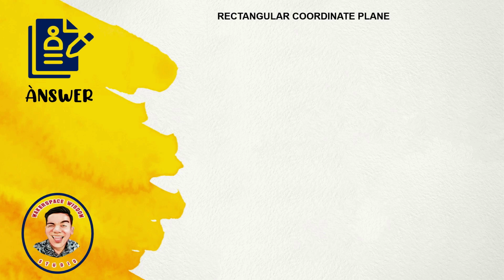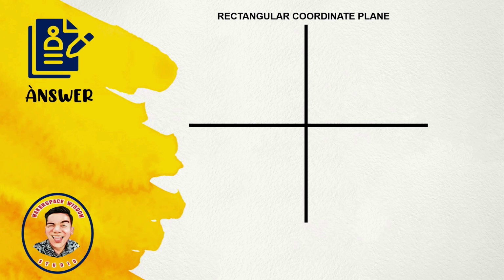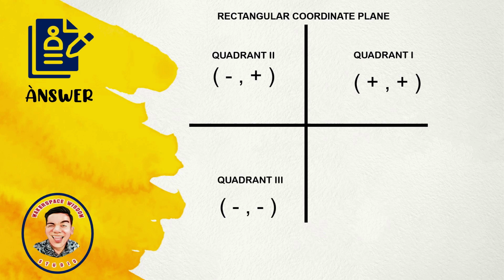Alright, the rectangular coordinate plane consists of two number lines that intersect at a right angle. The horizontal number line is called the x-axis, and the vertical number line is called the y-axis. The intersection of the two axes is known as the origin, which corresponds to the point 0, 0. The x and y axis break the plane into four regions, and we call them quadrants. In quadrant 1, both coordinates are positive. In quadrant 2, the x coordinate is negative and the y coordinate is positive. In quadrant 3, both coordinates are negative. And in quadrant 4, the x coordinate is positive and the y coordinate is negative.